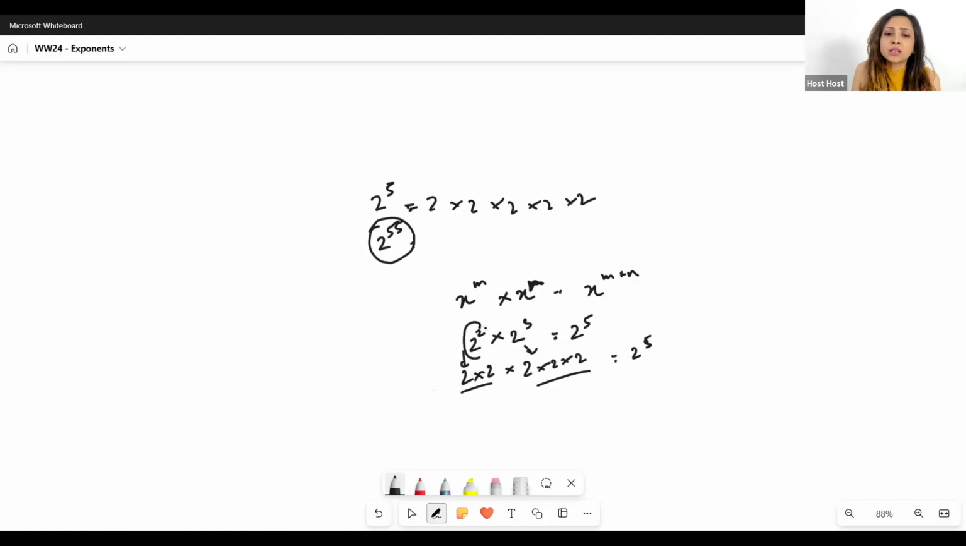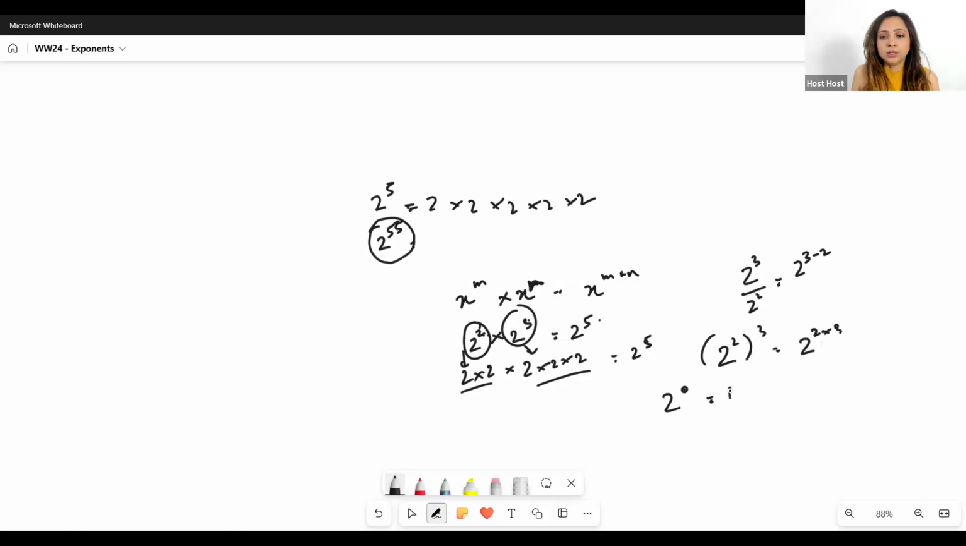When the terms are multiplied and the bases are the same, the exponents get added. When the terms are divided and the bases are the same, the exponents get subtracted; I'll have 3 minus 2 over here. If I have 2 square and the whole thing is to the power 3, then the exponents get multiplied, 2 into 3. I also know that anything to the power 0 is 1, but 0 to the power 0 is not defined. And I know how to handle negative exponents simply: 2 to the power minus 4 is equal to 1 upon 2 to the power 4. These are some very basic properties of exponents that I'm sure you're comfortable with.